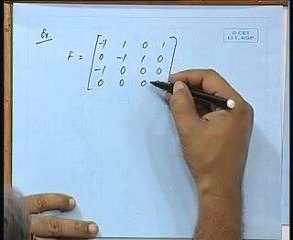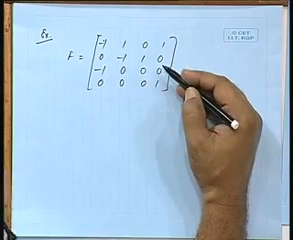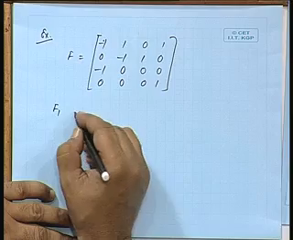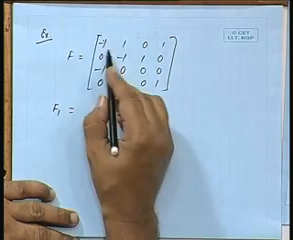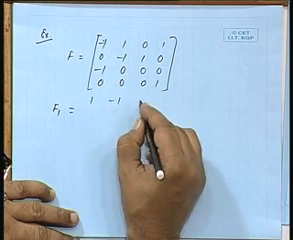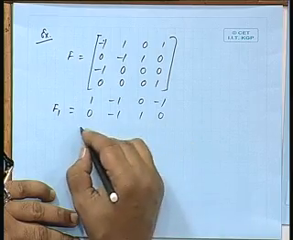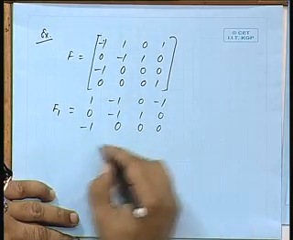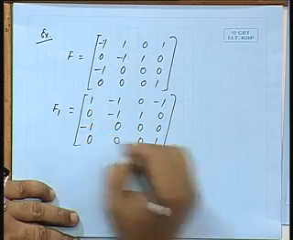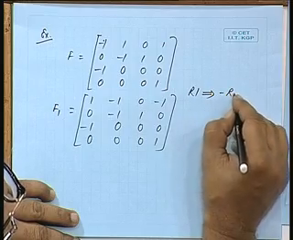Is it possible to get a unity matrix here by these echelon transforms? Let us see. We take the first one, row 1 is negated, then we get 1 minus 1 0 minus 1 0 minus 1 1 0 minus 1 0 0 0 0 0 0 1. So, R1 replaced by minus R1.